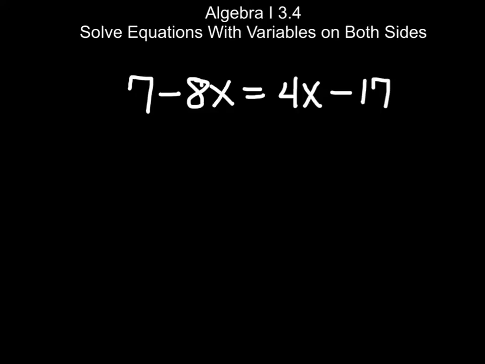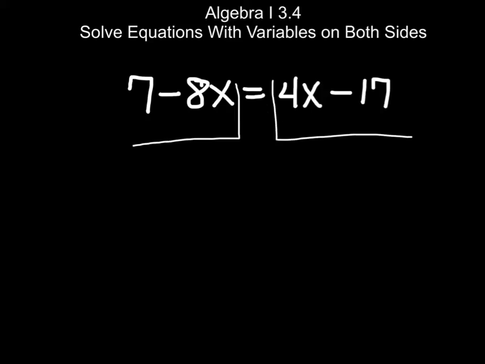Today in Algebra 1 in Chapter 3, Section 4, we are going to solve equations that have variables on both sides. Now remember, when we talk about sides, we're talking about sides of the equal sign. Your variables are x, y, z, whatever letter they put in there to represent a number. In this case, we have our left side of the equation and we have the right side.